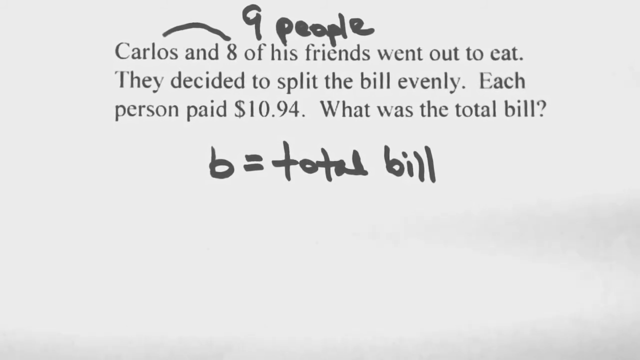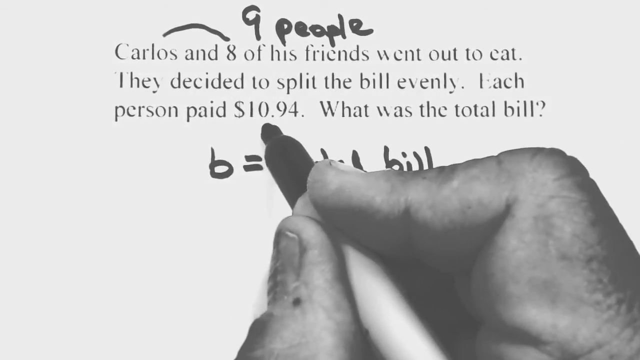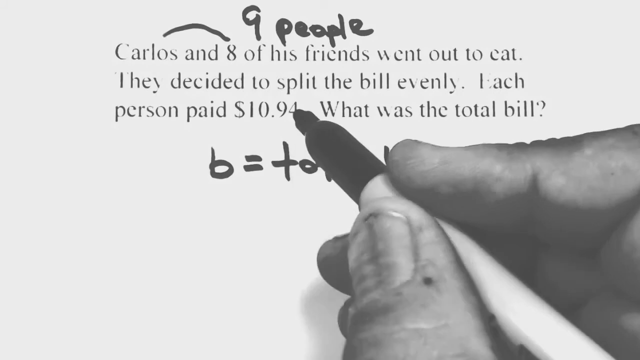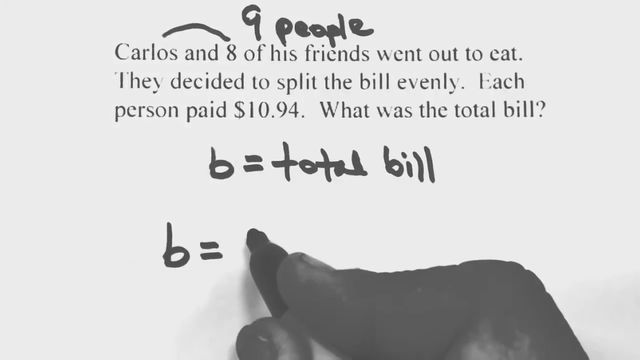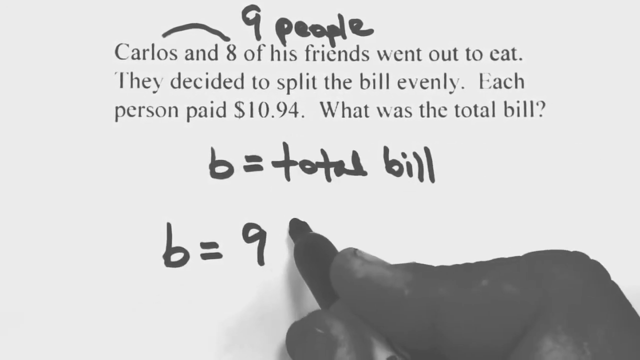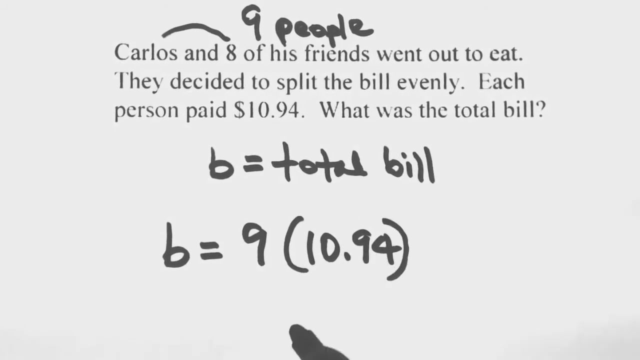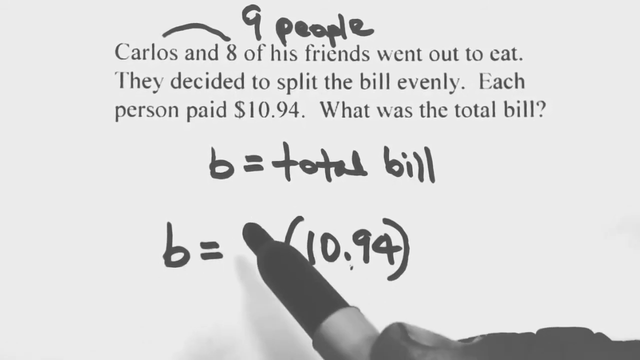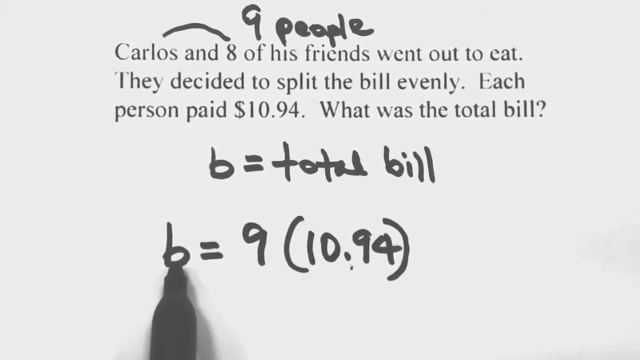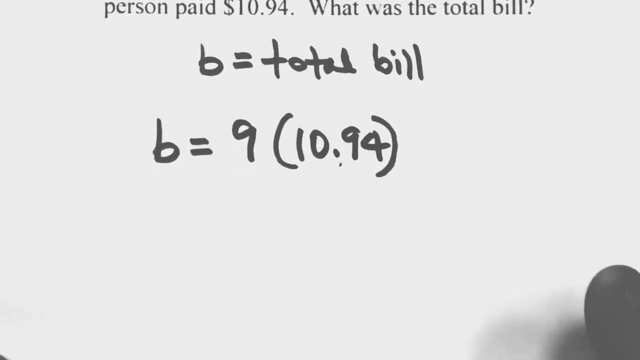Okay, well, what's it going to equal? Well, if each of the 9 people paid $10.94, then the total bill B has got to equal 9 times. And how much did each person pay? $10.94. So 9 people paying $10.94 each would give us the total. Well, here's a case where you got the B on the left all set to go. What the answer is over on the right. So let's see if we can multiply this out.